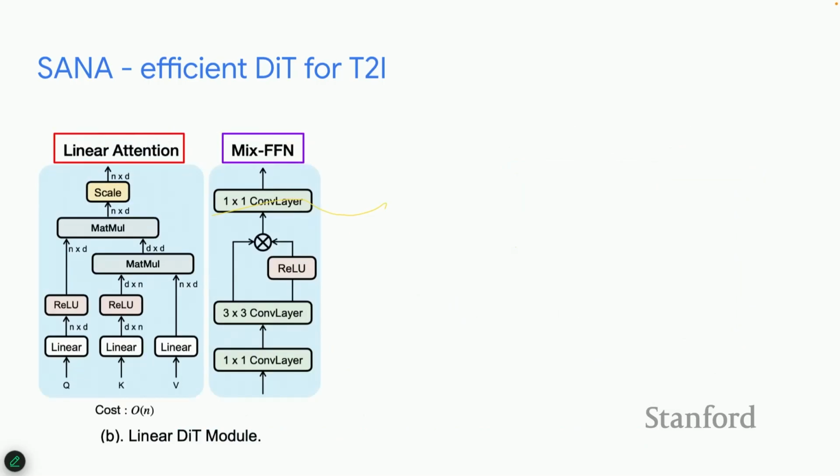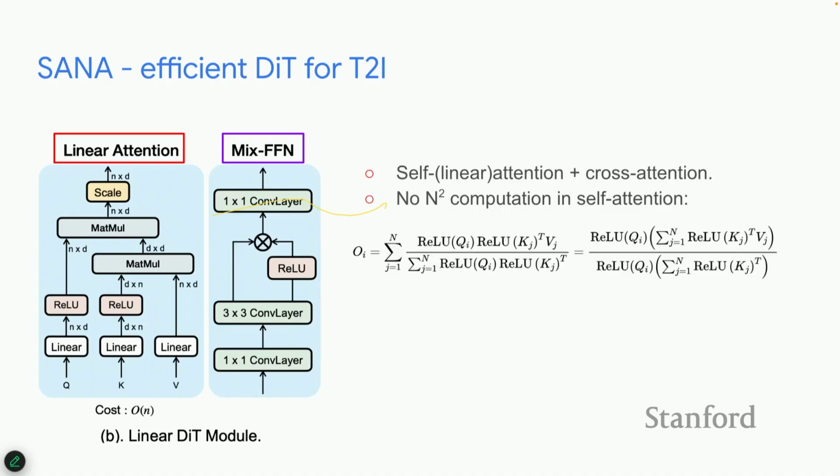So let's see. Linear attention, of course, you might expect some performance loss with the linear complexity of the attention mechanism. And to compensate for the performance loss, we use MixFFN. I'm going to get into the details in a bit, but just wanted to give you a quick overview. So SANA does self-attention, self-linear attention, as you will, but it still does cross-attention to model the dependencies between the noisy latents as well as the text prompts that you are providing to it.